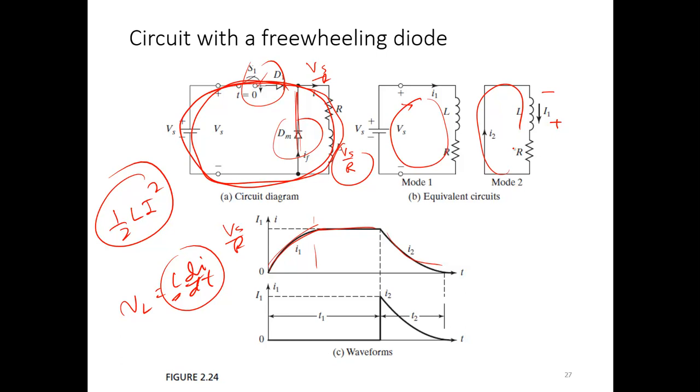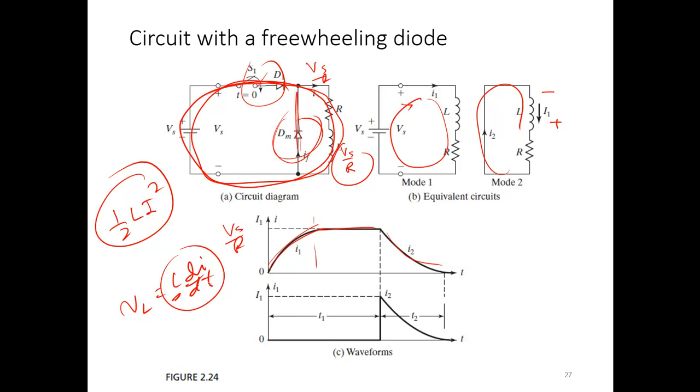Freewheeling action is very important. Wherever there is an inductor in a circuit, when you turn off a DC current, you must provide a path for the inductor current. Otherwise, the inductor is going to induce a voltage in the opposite direction and destroy everything. If you do not have the diode, the inductor will induce a very large voltage, because of L di/dt, with the current going from 10 amps to zero.